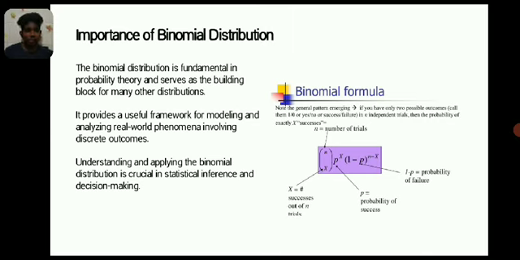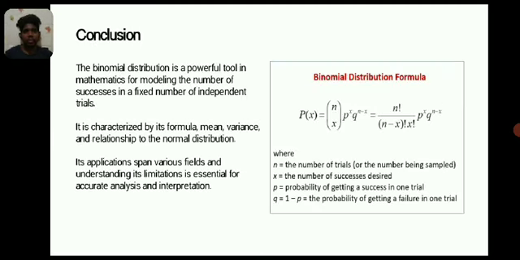Binomial formula. If you have only two possible outcomes, call them 1 or 0, or yes or no, or success or failure, in n independent trials, then the probability of exactly x successes, where n is the number of trials. The formula is given, you can refer to that.